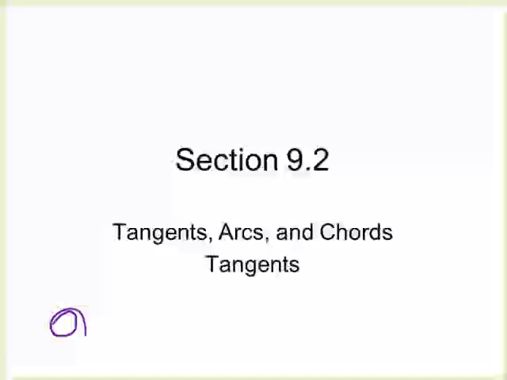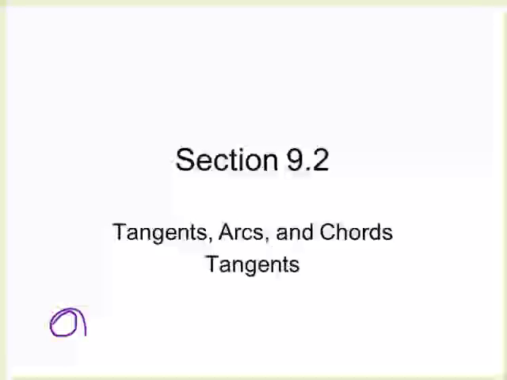Today we are going to talk about tangents some more. So yesterday we defined tangents. Somebody remind me, what is a tangent to a circle? It is a line that touches the circle in one spot. It is a line that touches the circle in exactly one spot. That was a perfect definition.